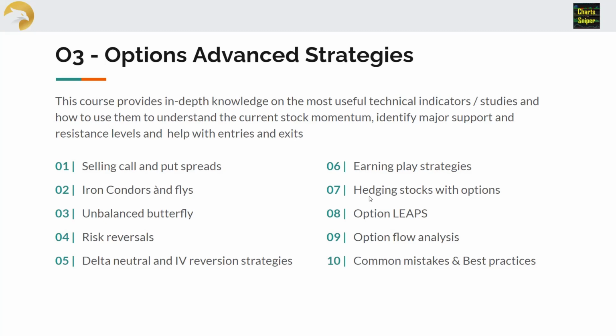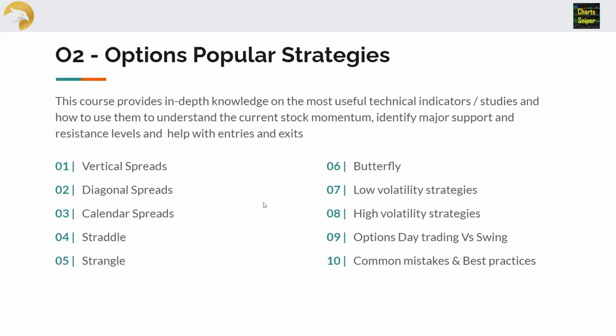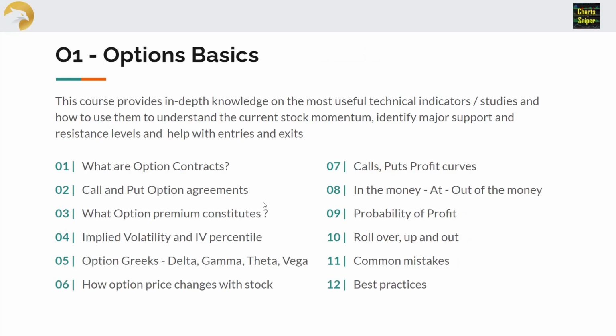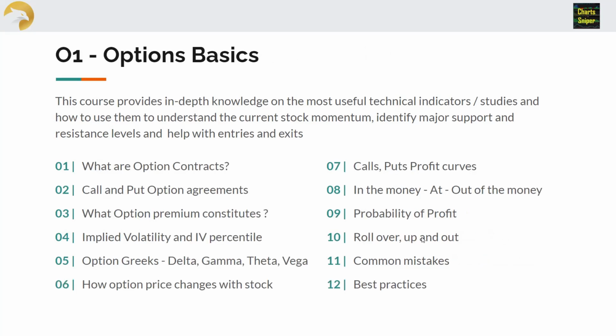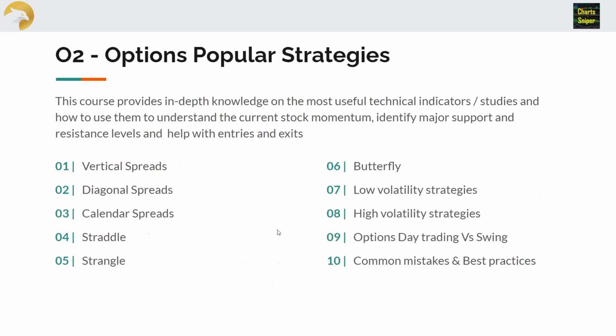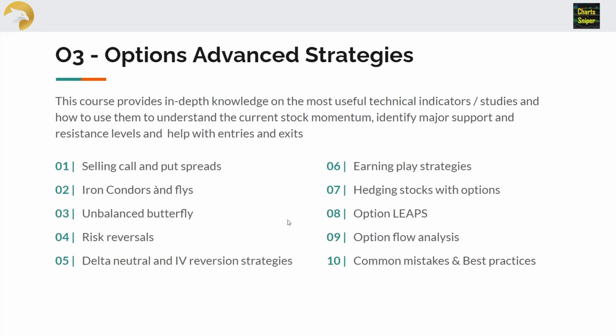and common mistakes and best practices. So these are three different trainings, a very structured training that will give you an end-to-end understanding, depending on how much in depth you want to understand the options and trade them. These are in a logical progression. Option basics will lead to option popular strategies, which will then lead to option advanced strategies.